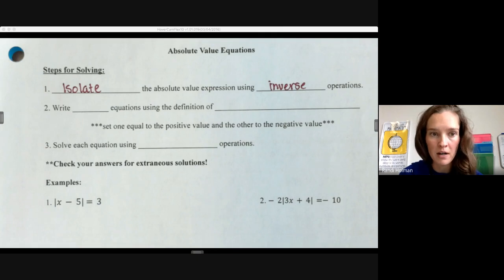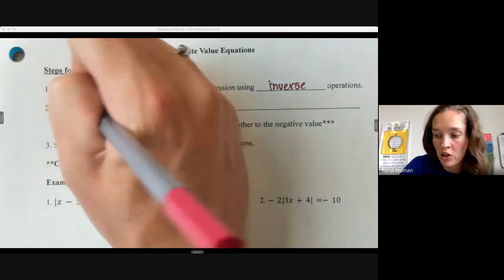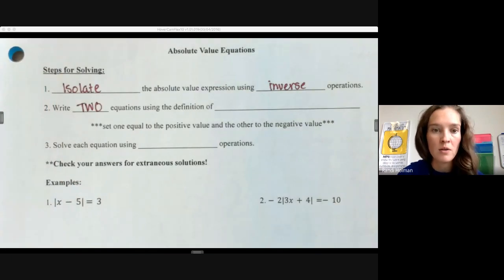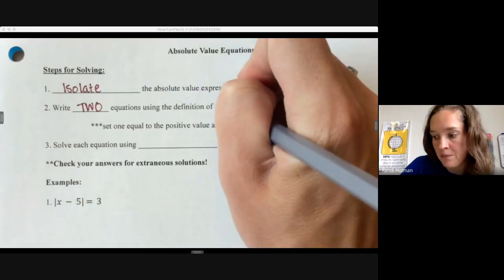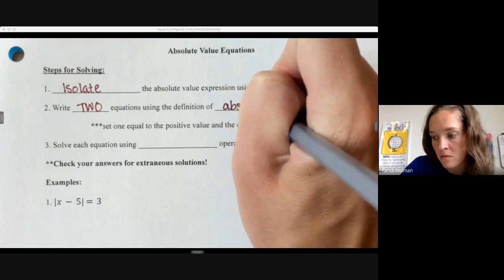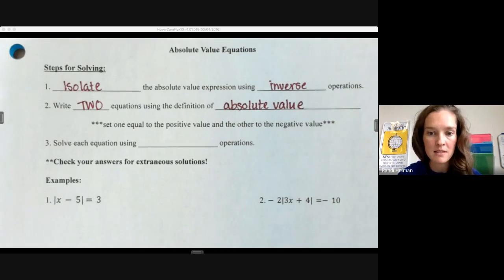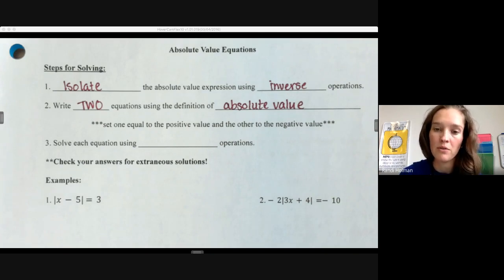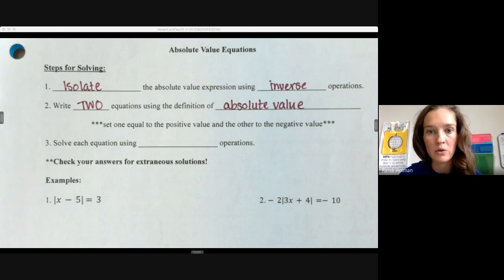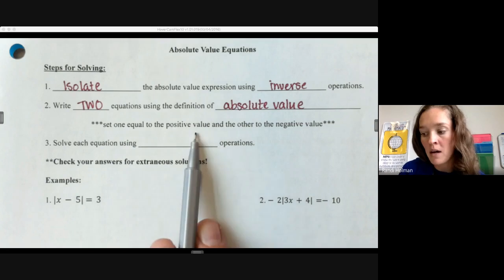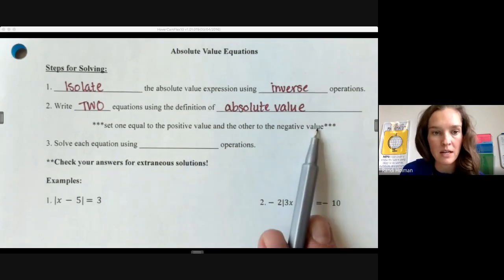Once that absolute value part is by itself, we are going to write two equations using the definition of absolute value. So if we remember back to what absolute value is, the distance away from zero. So if the absolute value of something is 4, that means that that thing, whatever's inside your absolute value, could be equal to 4, or it could be equal to -4. So our two equations would be whatever's inside the absolute value equals 4, and whatever's inside the absolute value equals -4. So we're going to set one equal to the positive value, what it's already equal to, and the other equal to the negative value.